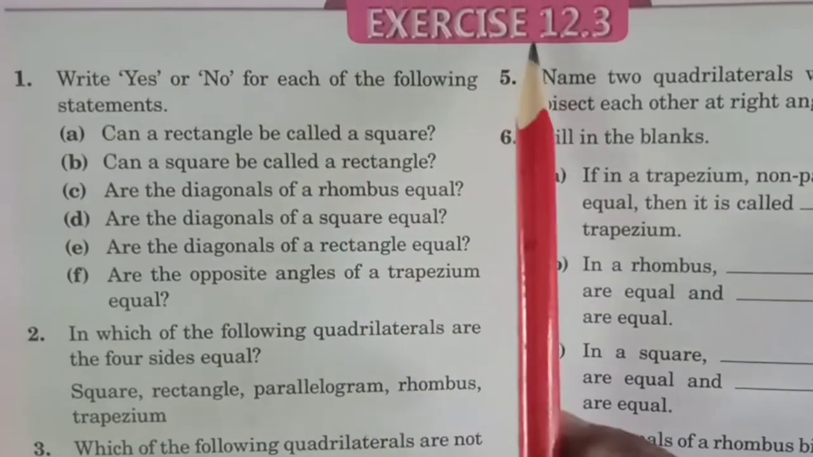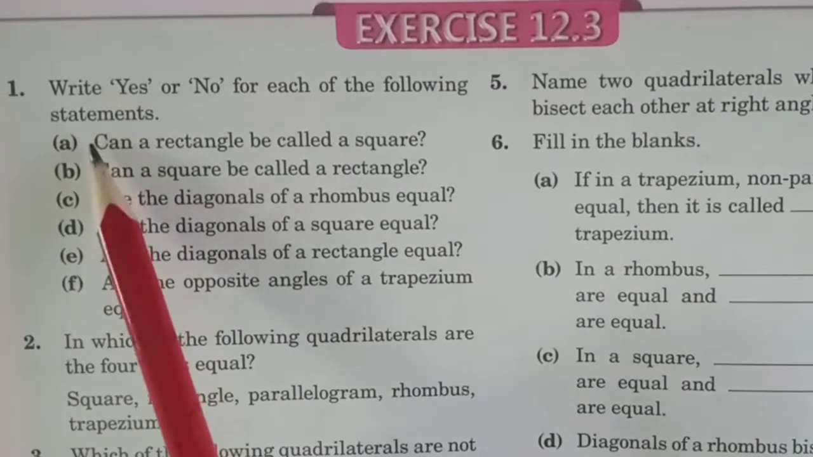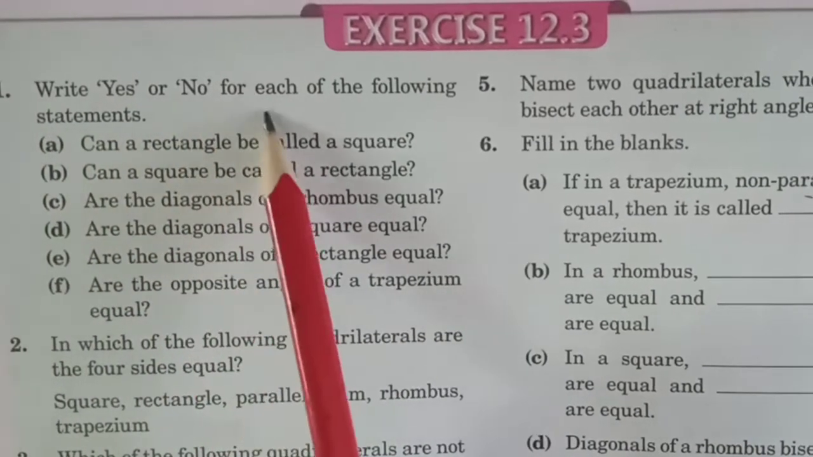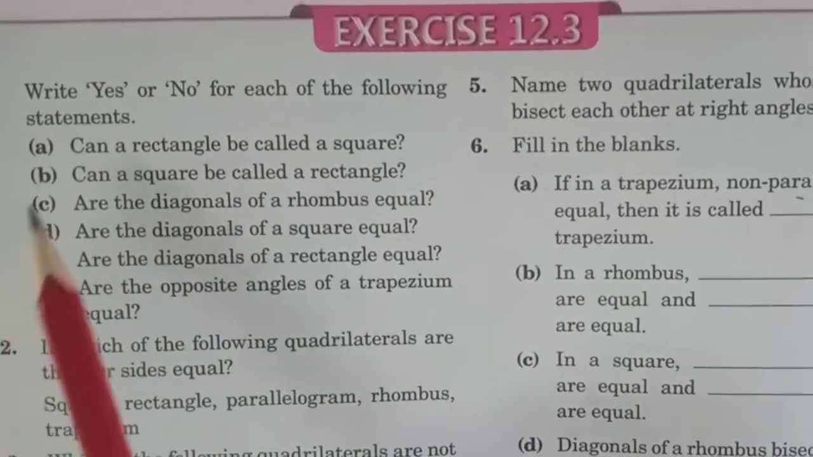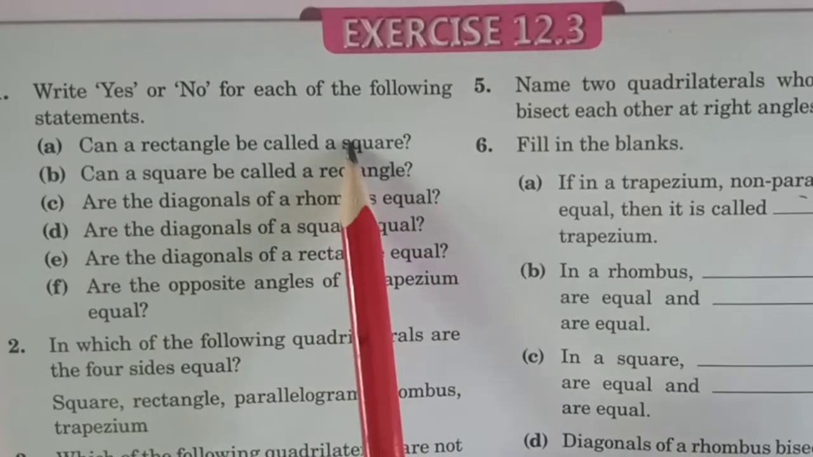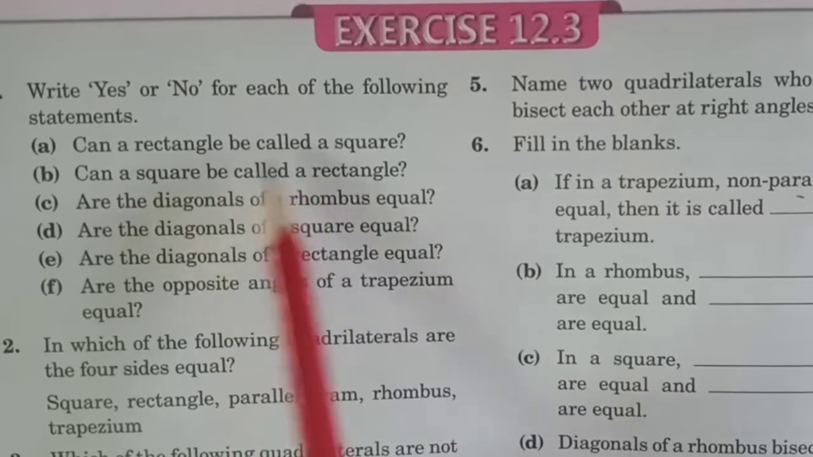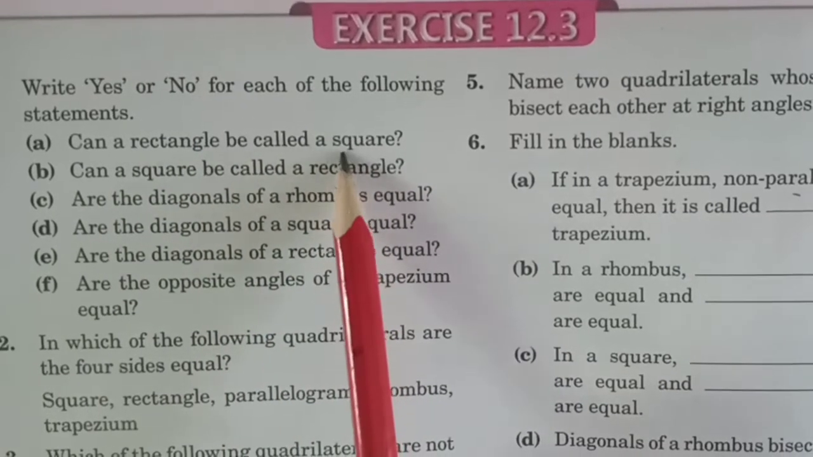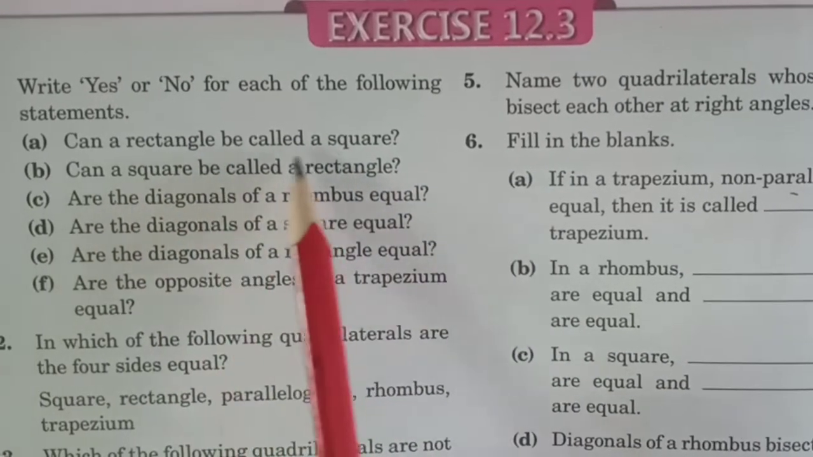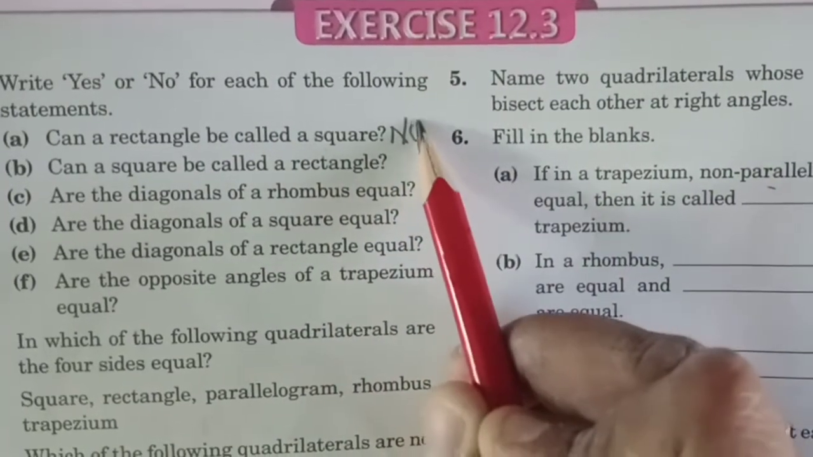Move on to exercise questions. First problem from exercise 12.3. Write yes or no for each of the following statements. Option A, can a rectangle be called a square? In a rectangle, the opposite sides are equal. But in a square, all sides are equal. So, can a rectangle be called a square? No. The answer is no.